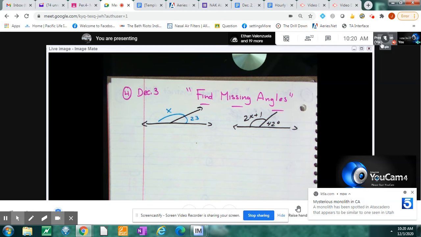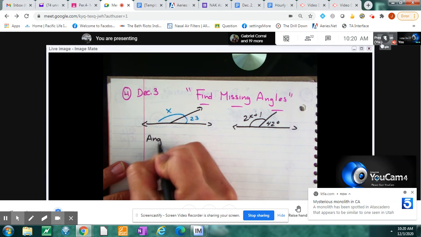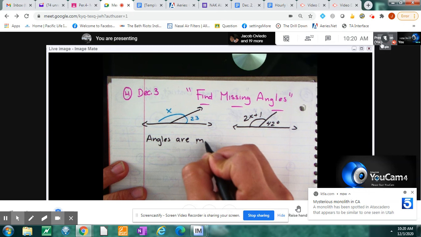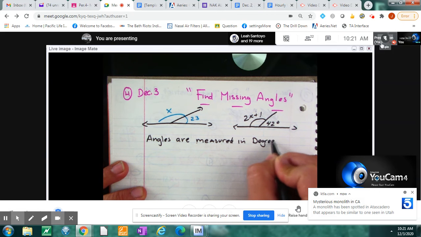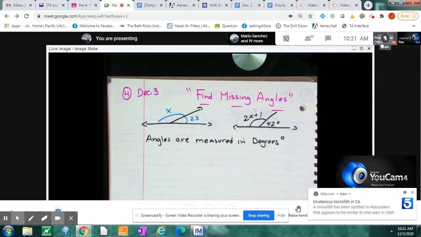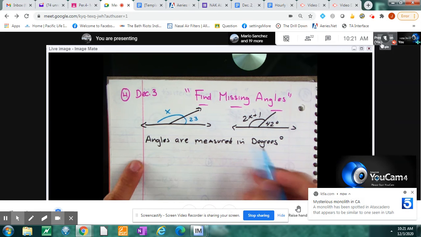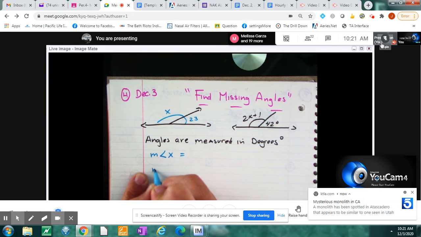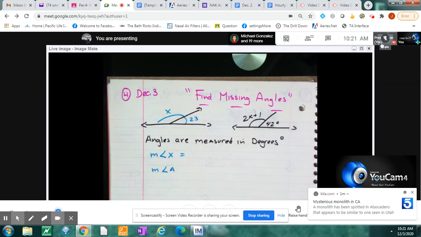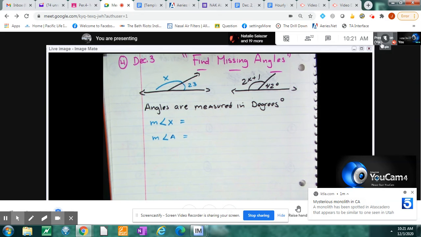But the first thing you need to understand is degrees. Angles are measured in degrees. It's a little circle. Whenever they ask, what's the measurement of angle x? What's the measurement of angle A? Whatever it might be, for the most part, what we want to do is find the measurement of certain angles. Here's the thing: before doing this, you need to understand degrees.